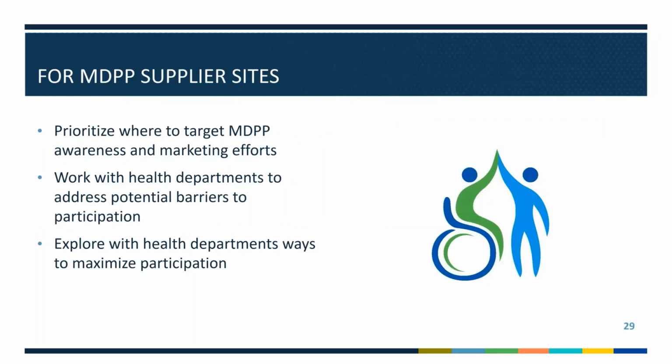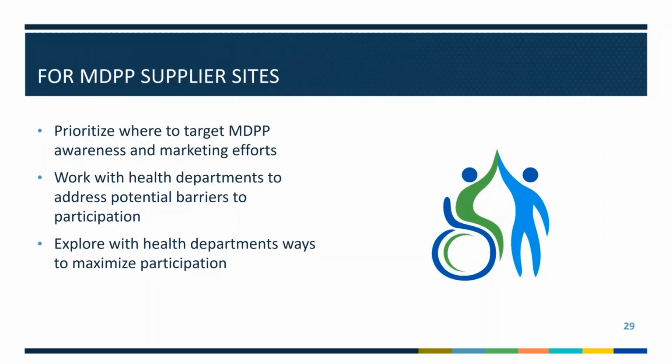As a current MDPP supplier site, once you complete steps 1 and 2, you should understand the distributions of estimated MDPP eligible beneficiaries in your surrounding area, as well as where the nearest MDPP supplier sites are located. This can help you to prioritize where to target your MDPP awareness and marketing efforts.